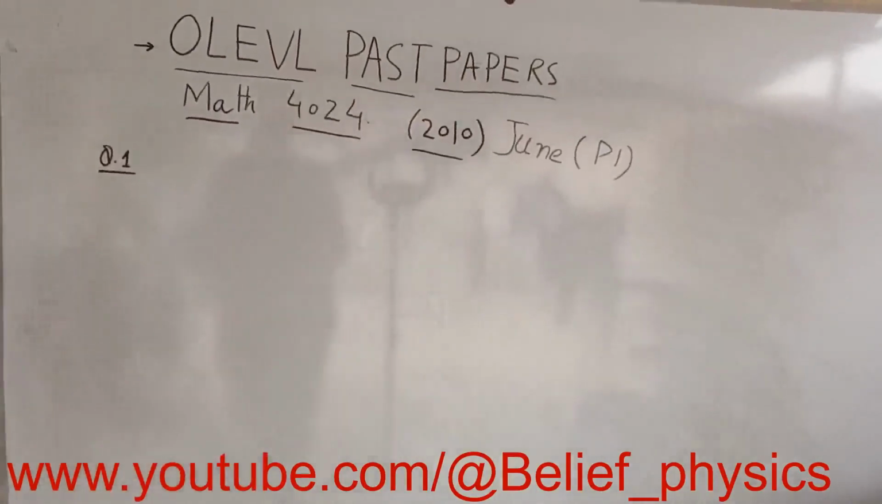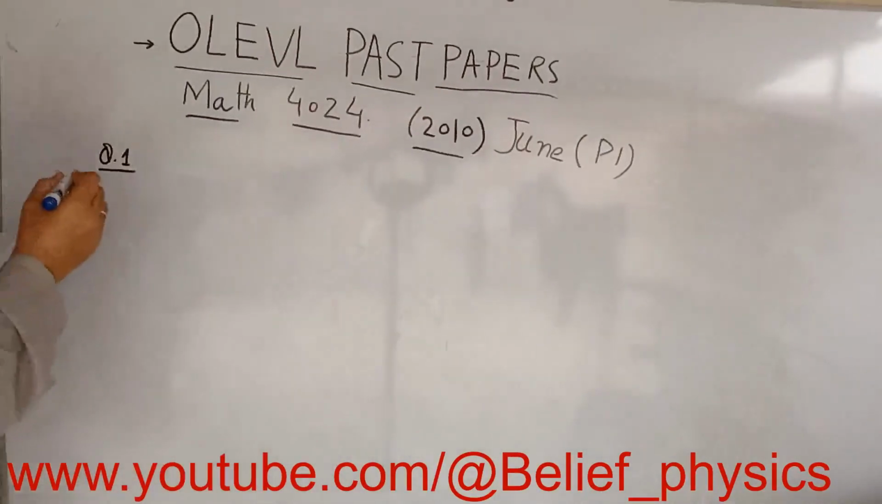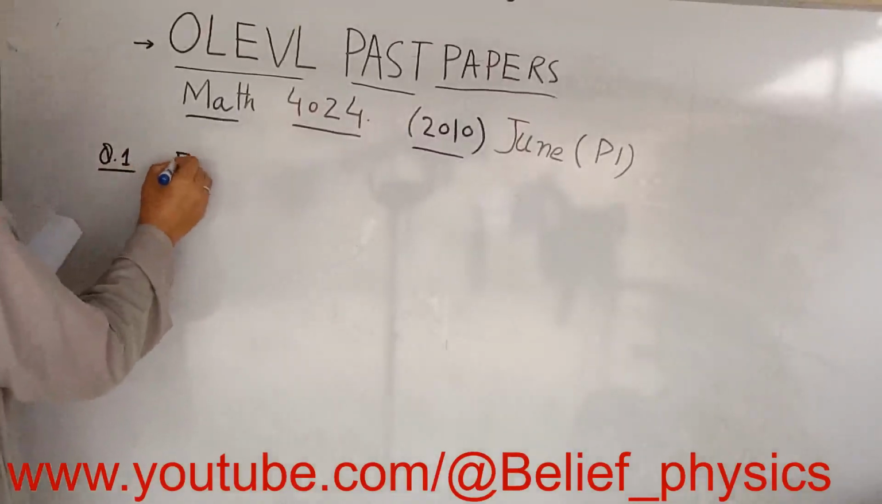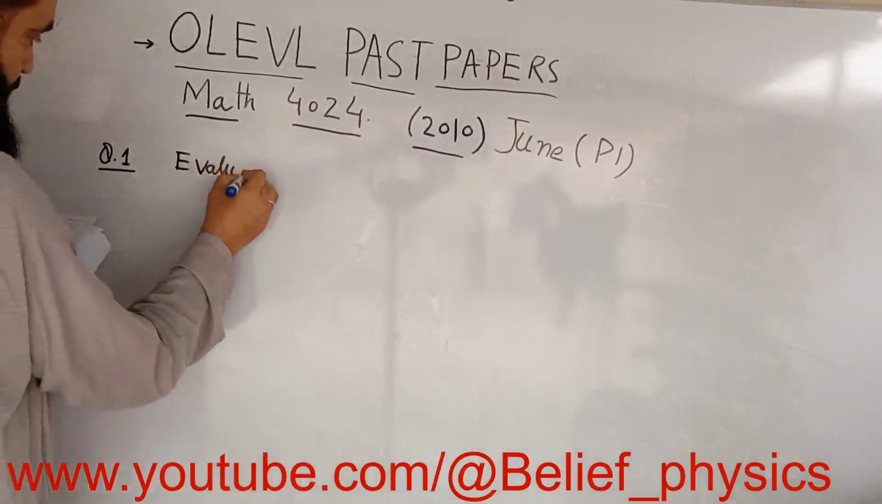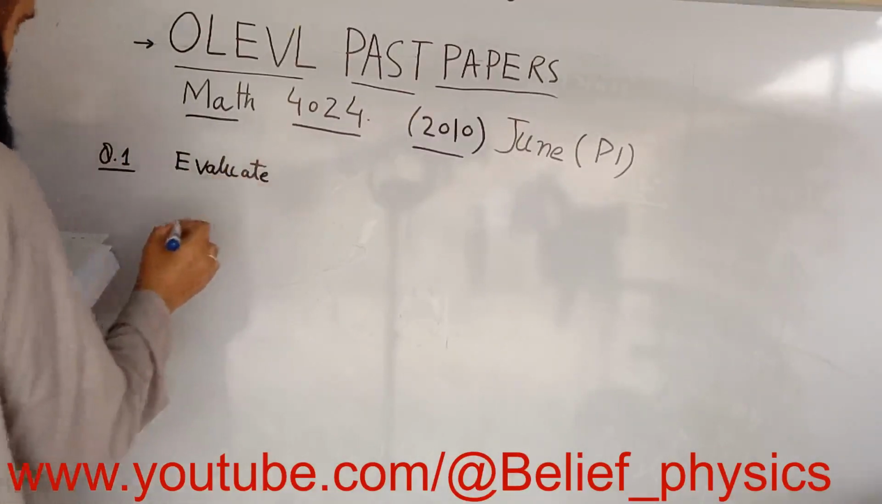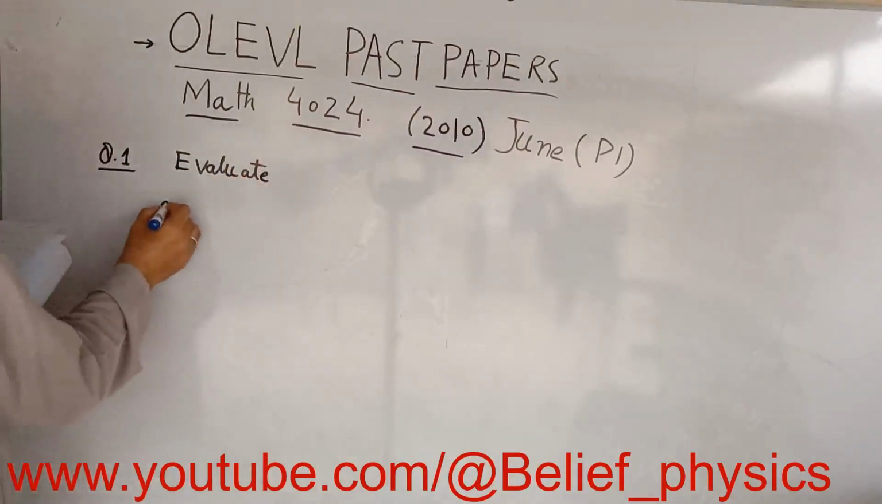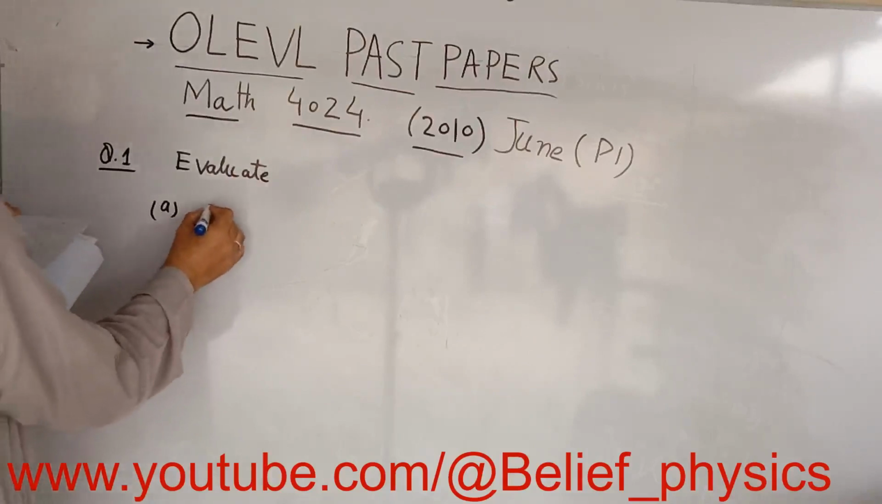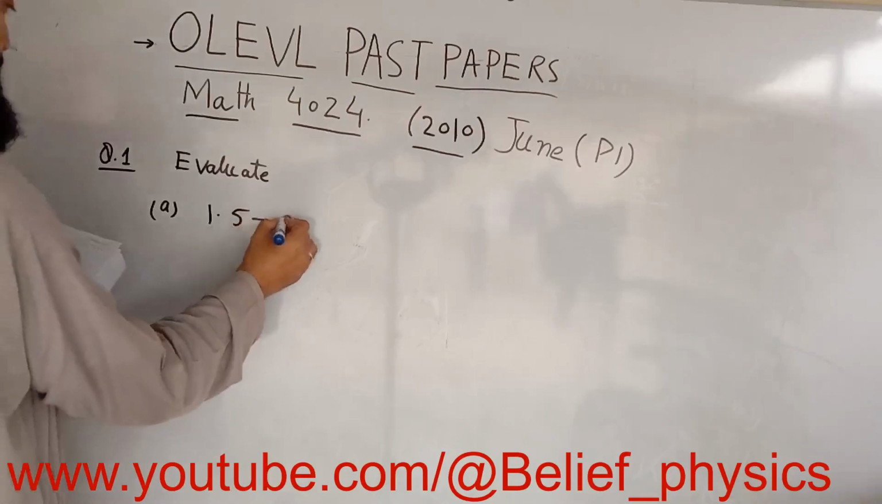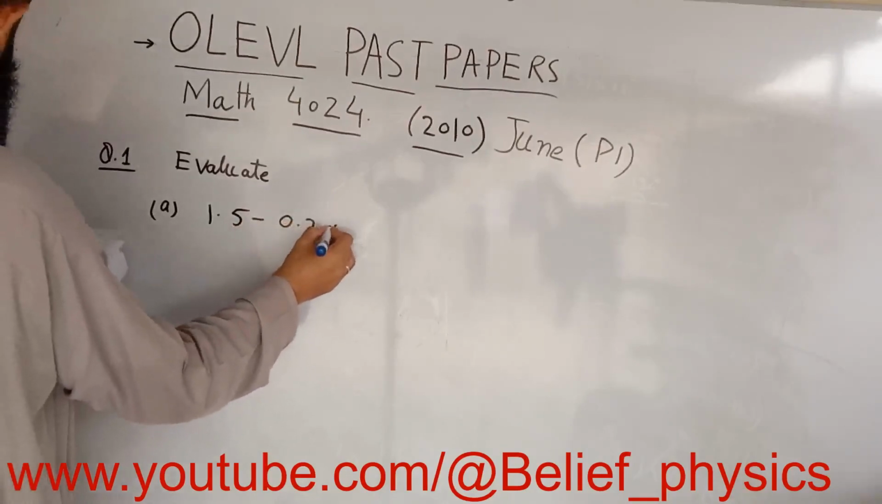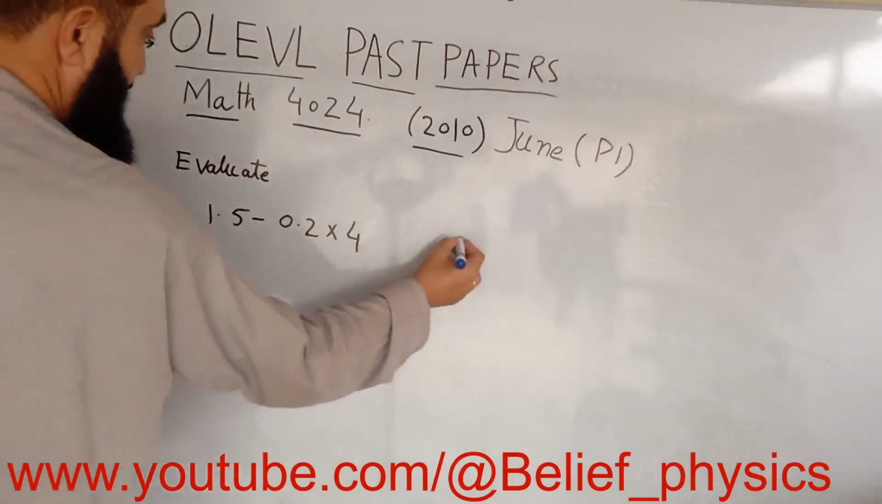Question number 1 is evaluate. It is from the topic numbers. Part A is 1.5 minus 0.2 into 4. It carries 1 mark.